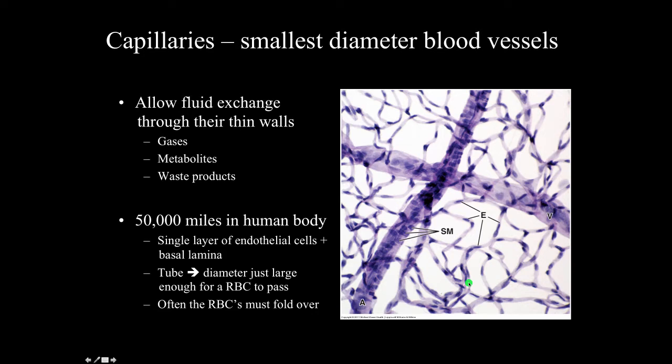Capillaries consist of a single layer of endothelial cells plus their basal lamina. They are essentially a tube. The diameter of the capillary is just large enough for a red blood cell to pass. Oftentimes, red blood cells must deform or fold over themselves to get through the luminal space of capillaries. Here you can see the endothelial cells that are staining in this preparation.